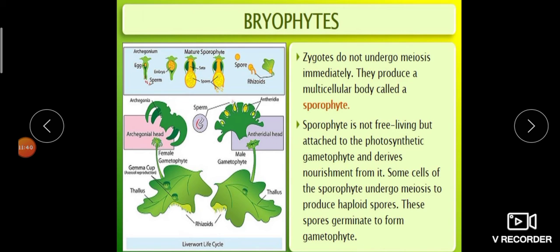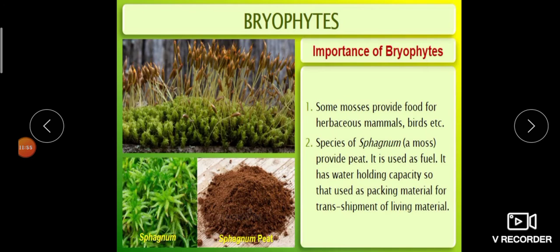So this is what happens in the sexual reproduction of bryophytes. For sexual reproduction, what is necessary is water; the medium of water is necessary for the movement of antherozoids. Then the importance of bryophytes.